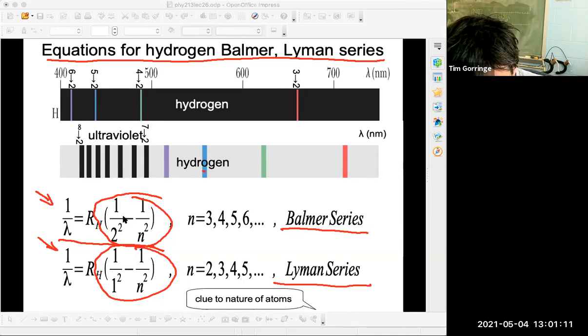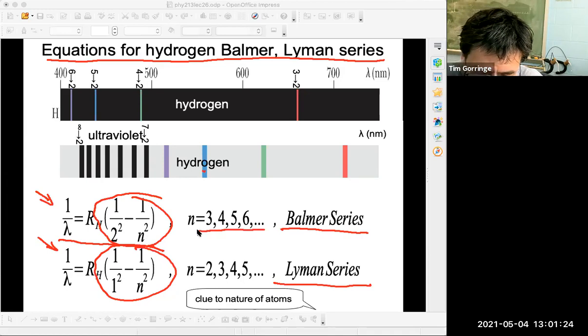So the Balmer series, its pattern of wavelengths corresponds to 1 over 2 squared, well, that's 1 over 4, minus 1 over n squared, where n is an integer greater than the 2 here. And the Lyman series corresponds to 1 over 1 squared, well, obviously that's 1, minus 1 over n squared, where n is again an integer, but now greater than the 1 here. And so those are those two series.